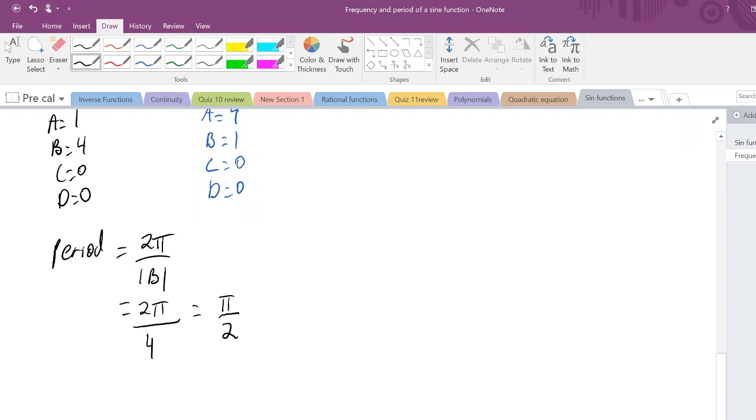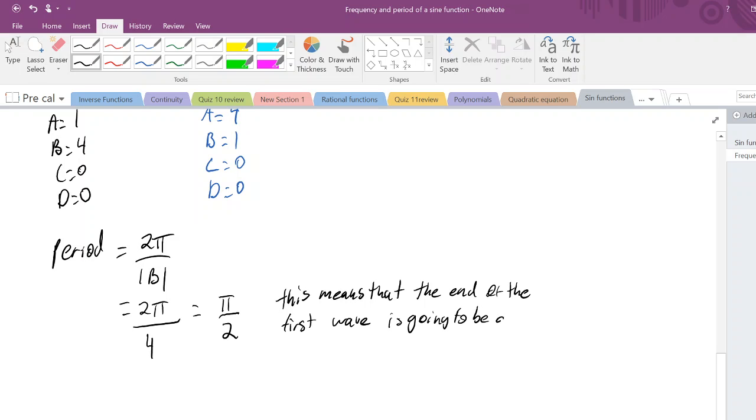Now, what this period means is that the end of the first wave is going to be at pi over 2. This number right here. So this is what it means.